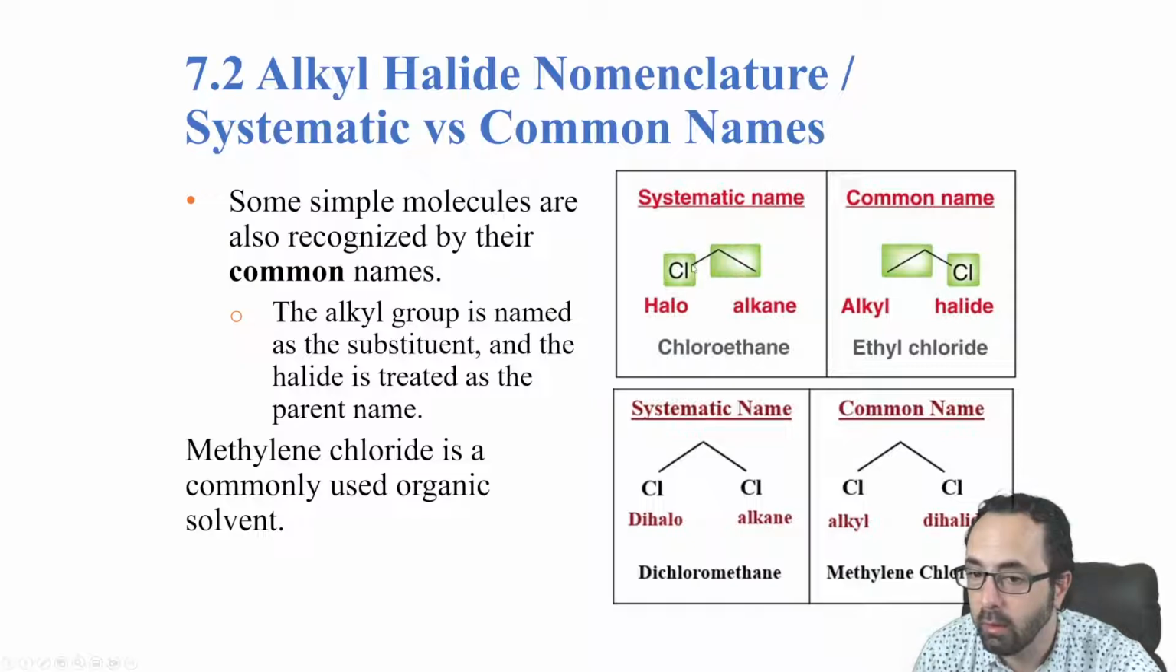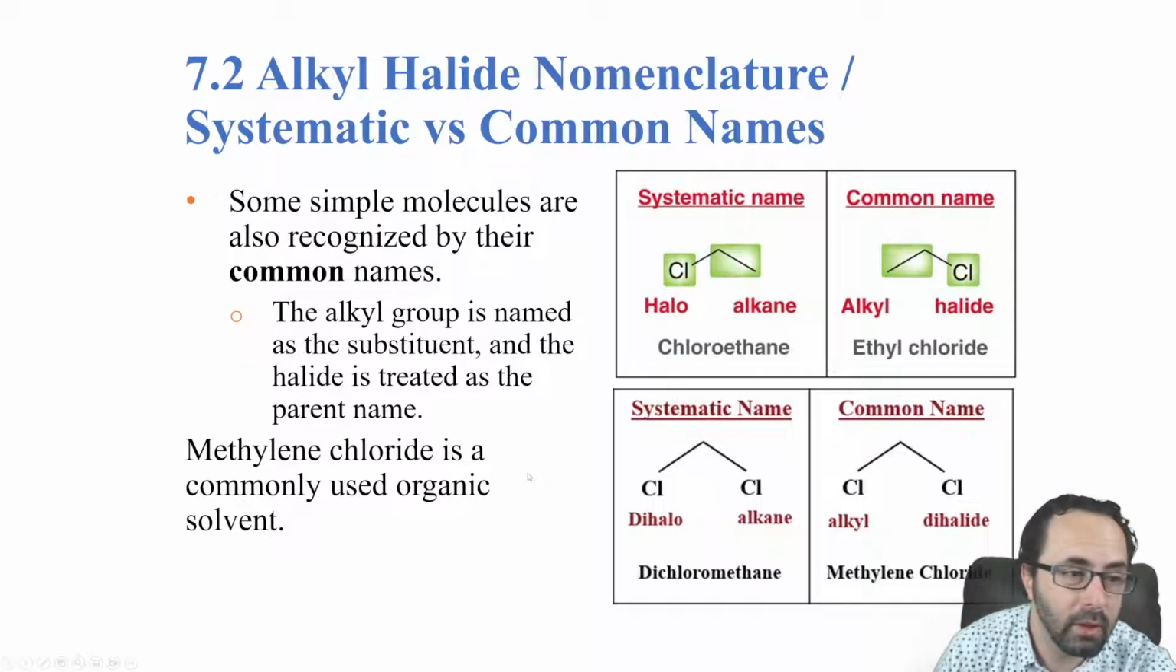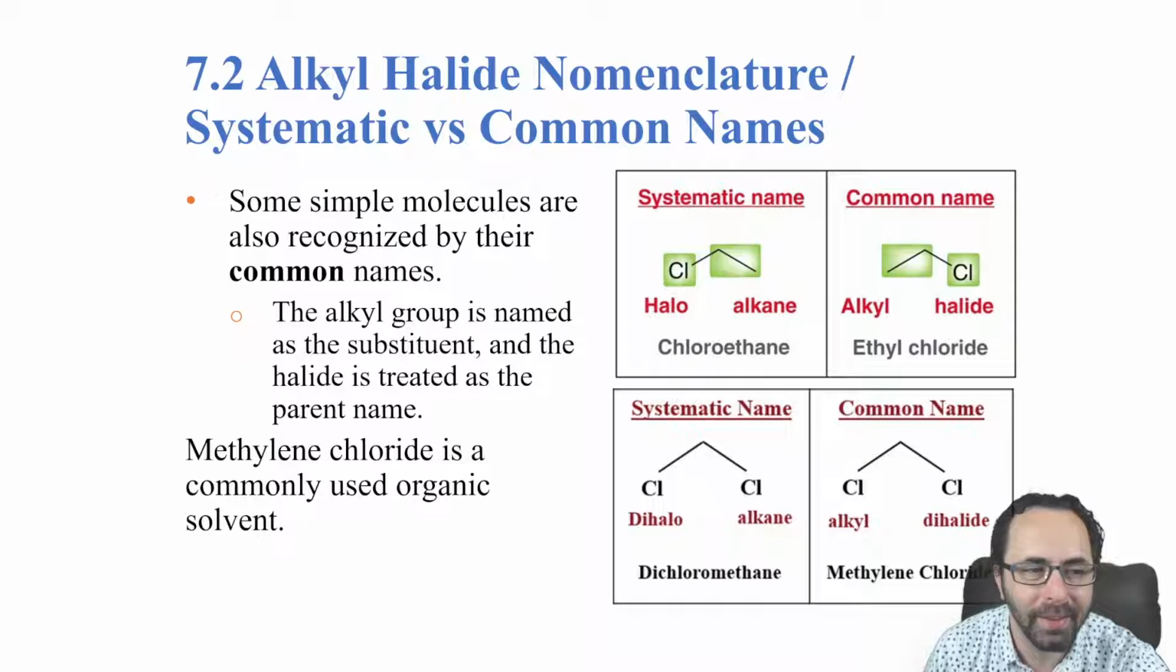For example, here, this would be chloroethane according to the IUPAC, but a lot of people call it ethyl chloride. So watch out for common names when it comes to alkyl halides. They are very common. They're not the preferred way.